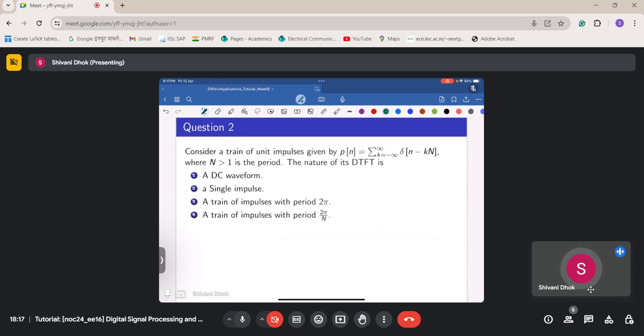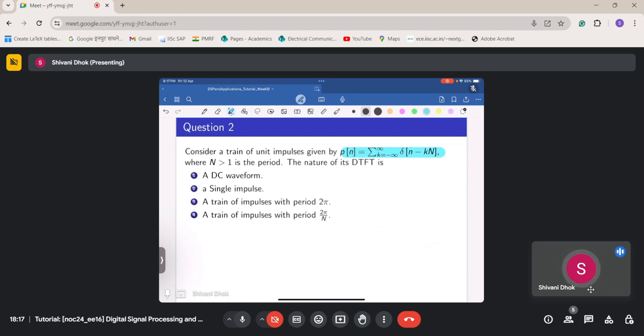So the question says that consider a train of unit impulses given by P of n equal to this quantity. So this signal here is known as the train of impulses, where capital N, greater than 1, is the period, and we need to find the nature of its DTFT. So there are four options. It is a DC waveform, a single impulse, a train of impulses with period 2 pi, and a train of impulses with period 2 pi by N.